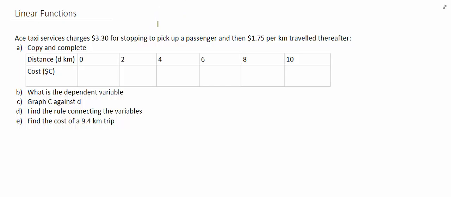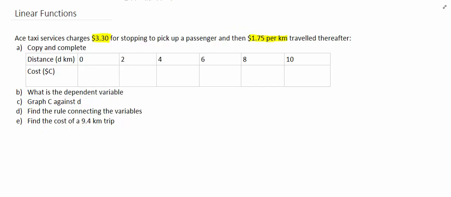What we're going to do in this video is look at how you work out the formula of a linear relationship given a description of the situation and some specific information. So if we have a look at what we've got here, Ace Taxi Services charges $3.30 for stopping to pick up a passenger, and then $1.75 per kilometre travelled thereafter. So we can see that we've got that sort of flag fare of $3.30, and then we've got a rate of $1.75 per kilometre travelled after.